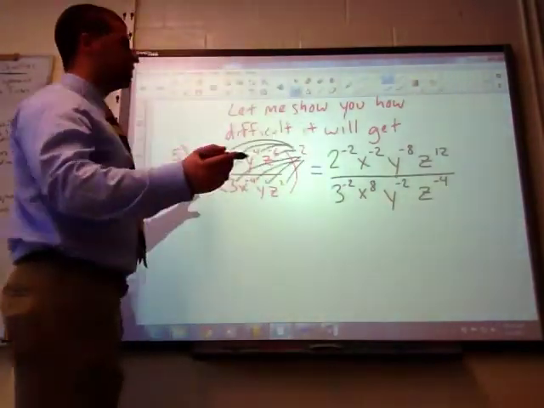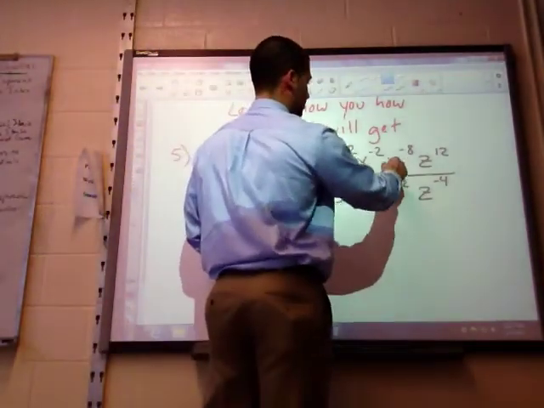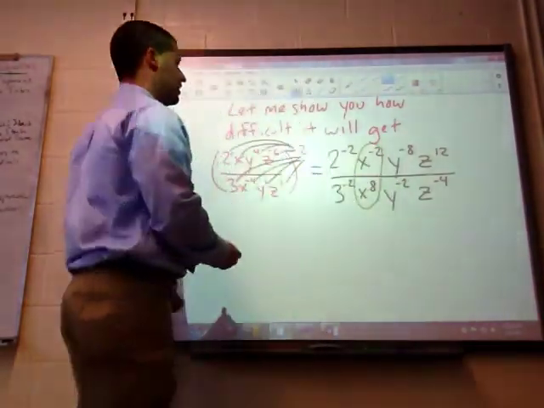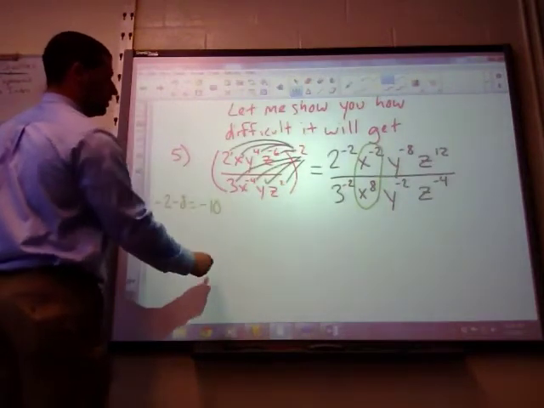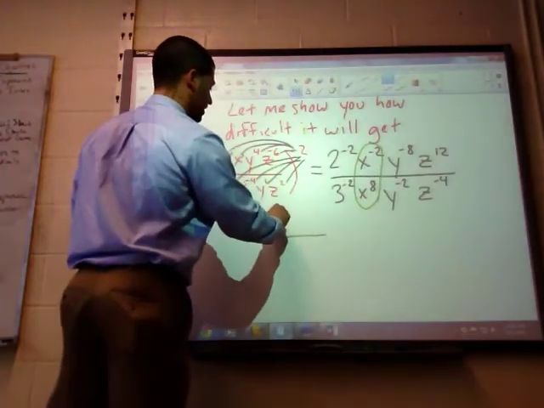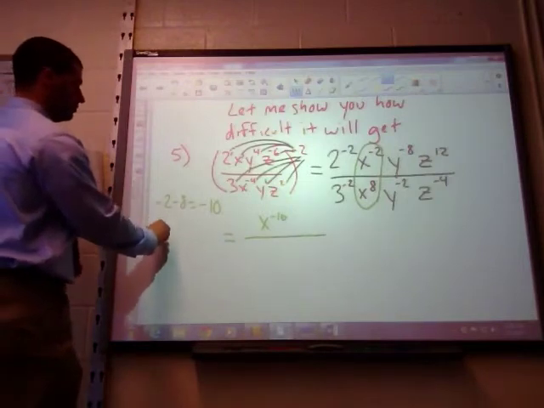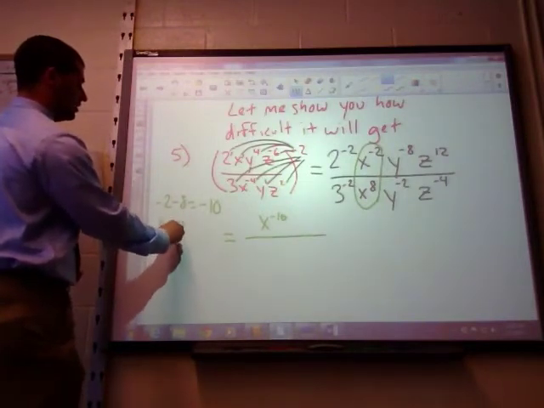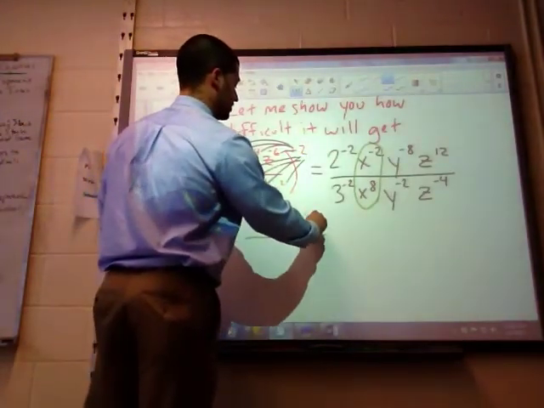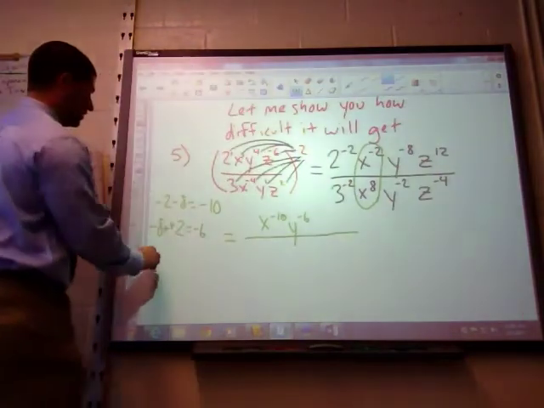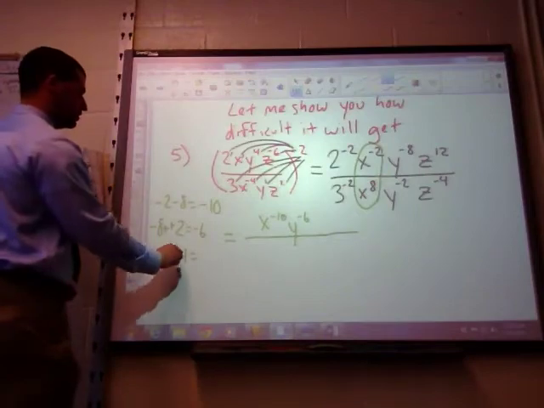From here, parentheses are gone, nothing's on the outside, we can use the quotient rule. So let's do our variables first. X to the negative second, x to the 8th. So that's negative 2 minus 8, which is negative 10. So we have on the top here, x to the negative 10. Y to the negative 8 minus negative 2. So that becomes a plus, and that's y to the negative 6. Then we have z to the 12 minus negative 4, which ends up being addition, so that's z to the 16th.